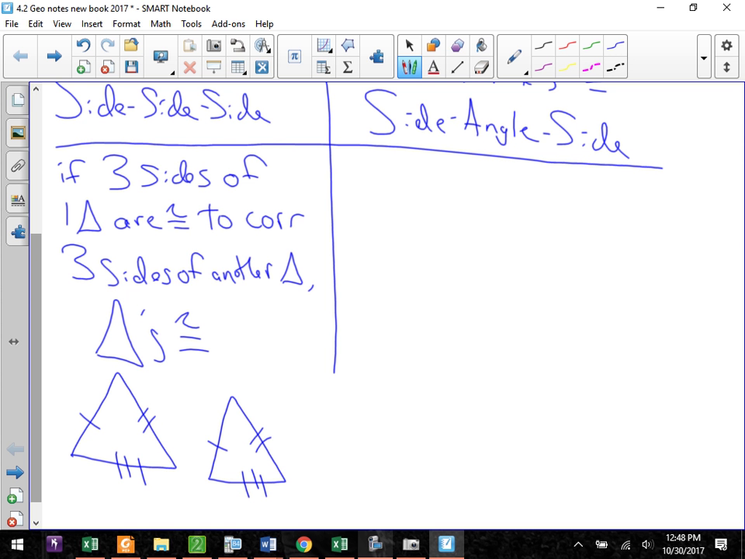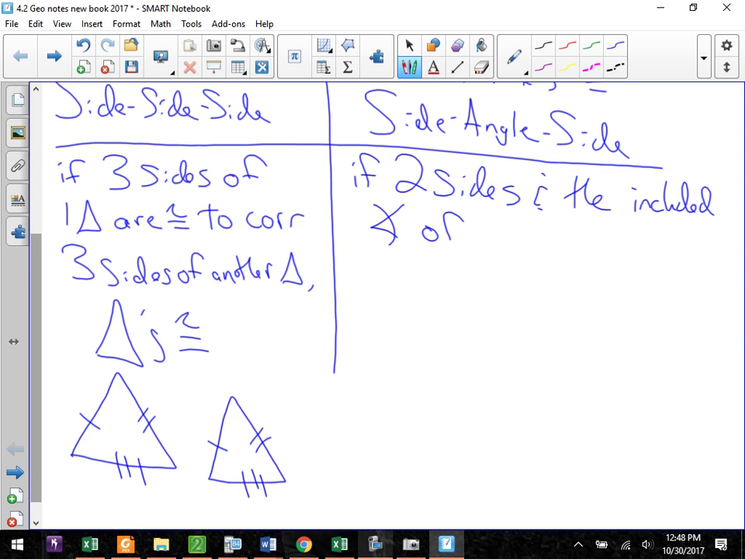Yeah. And then again on the other one, it's the same basic idea. If 2 sides and the included, this is different, angle of one, okay, included angle. The included angle just means it's the angle between the sides. The 2 sides that are congruent have an angle between them, and the angle between them is going to be congruent. So it's literally a side, an angle, and a side.